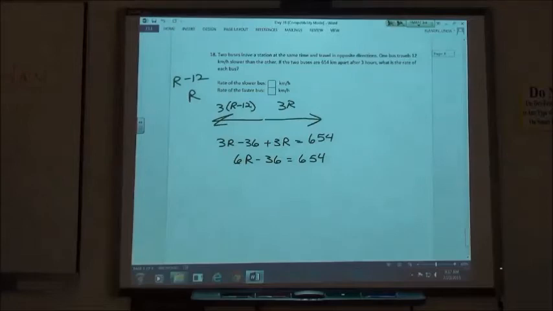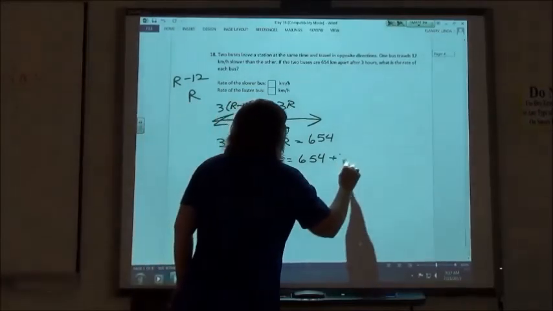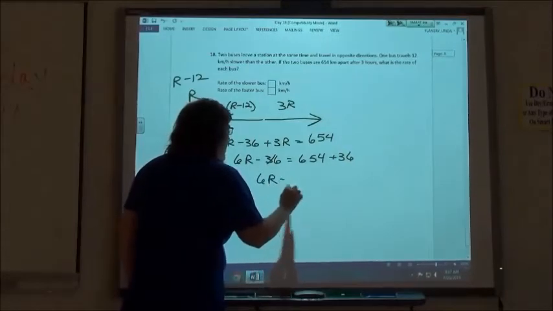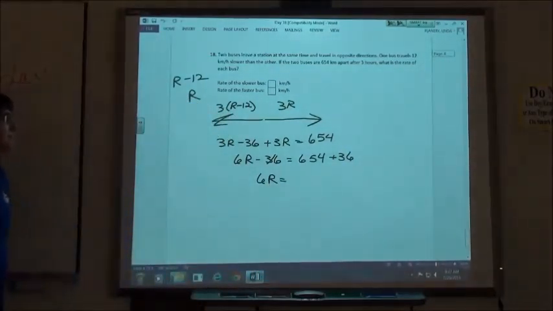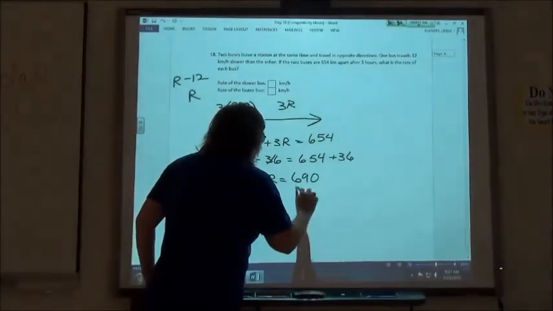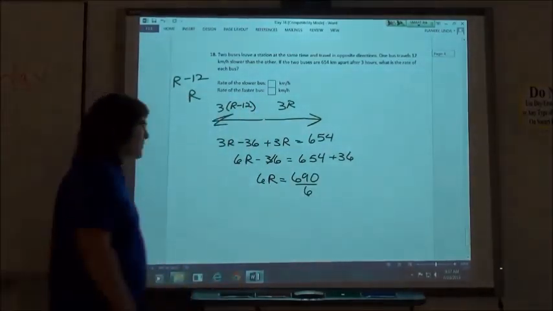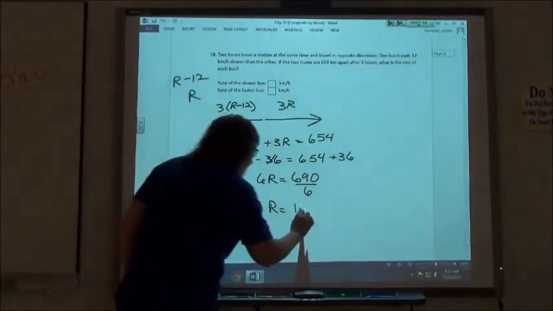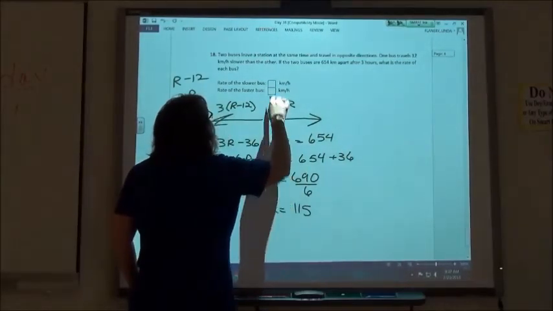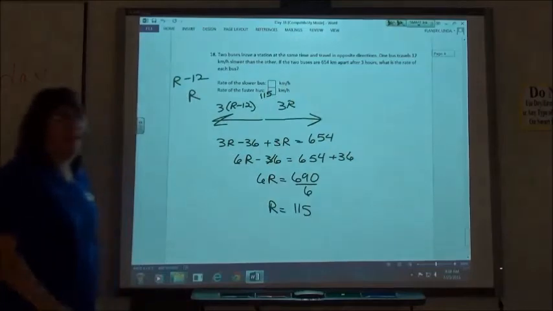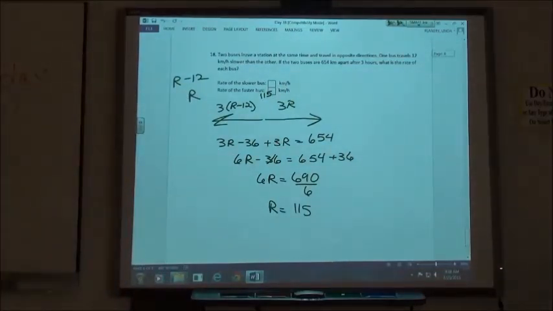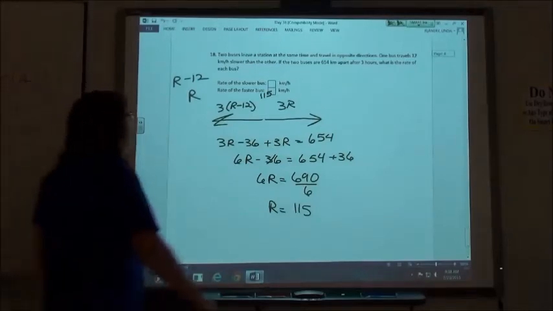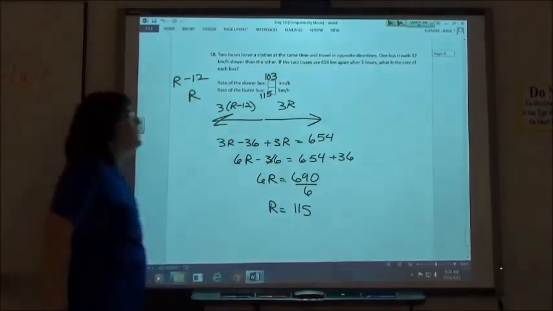So obviously we need to add our 36. 6r is then going to equal what? 690. And 690 divided by 6 would give me 115. Seems like a lot, but it's kilometers per hour, so hey, it's possible. So the faster bus is going 115 kilometers per hour. The slower one is doing 12 kilometers per hour less, so if we subtract 12, we get 103, right?